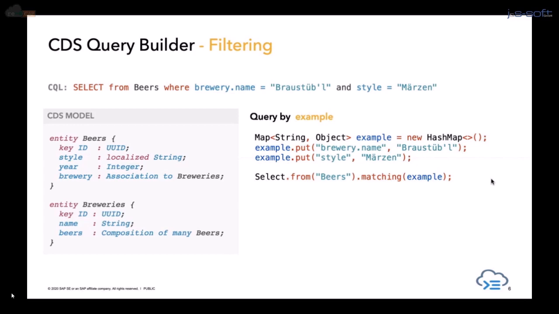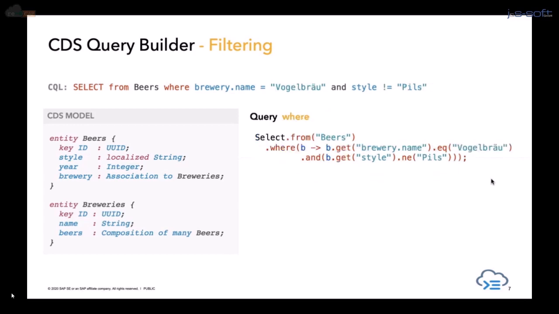Now, for more advanced or more complex queries, we also support where conditions. Here in the where statement, you also use lambda expressions. b again represents the beer. You access via path expression the name of the brewery, and this should be equal to Vogelbräu, and the style should not be equal to Pils. In case this returns too many beers, then we also support a search query, which would simply select all entries with elements that contain the keyword.